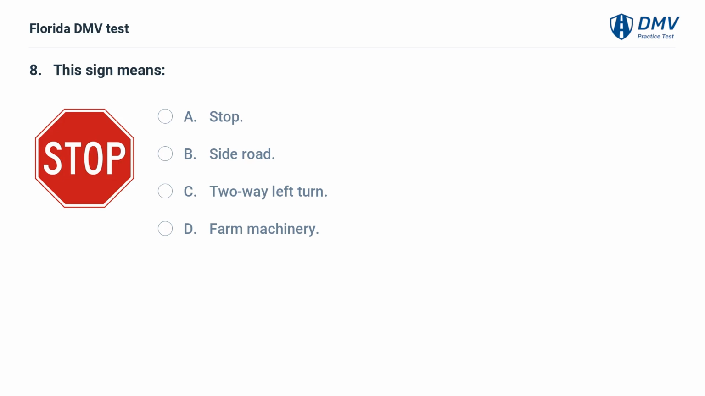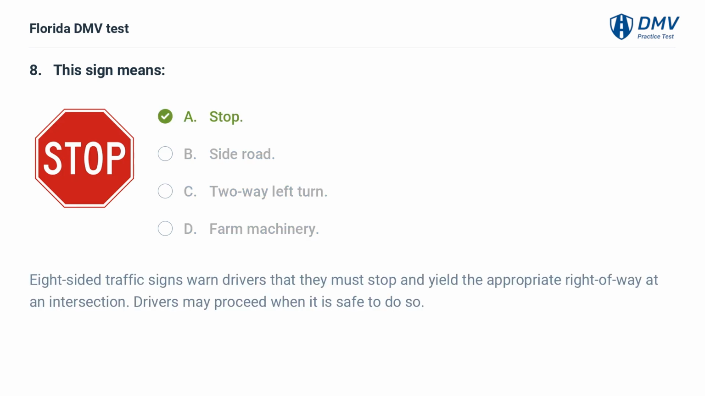This sign means A. Stop. B. Side road. C. Two-way left turn. D. Farm machinery. A. Stop. 8-sided traffic signs warn drivers that they must stop and yield the appropriate right-of-way at an intersection. Drivers may proceed when it is safe to do so.